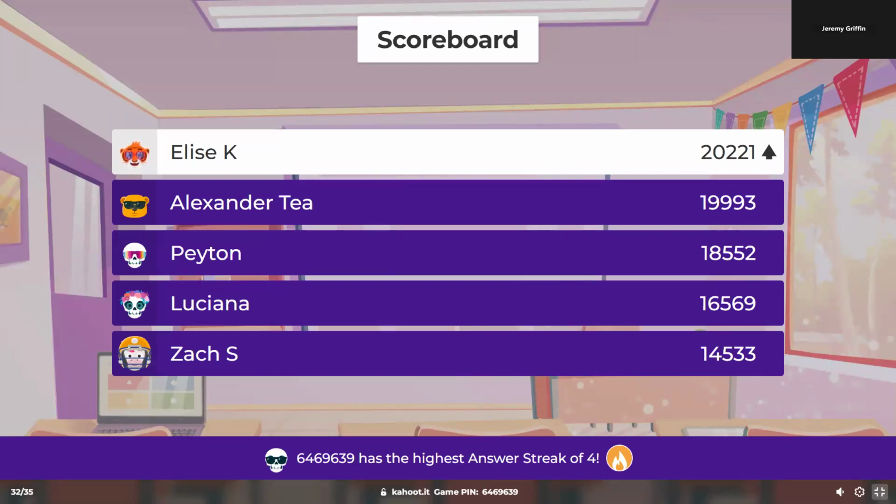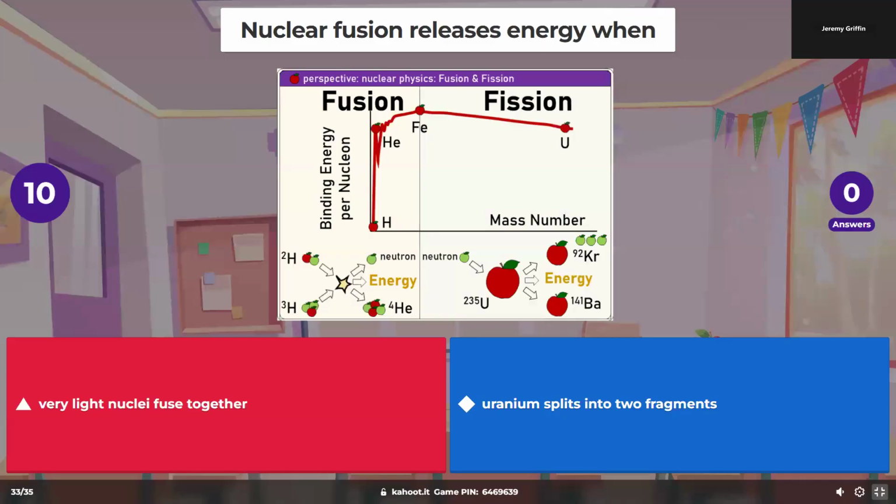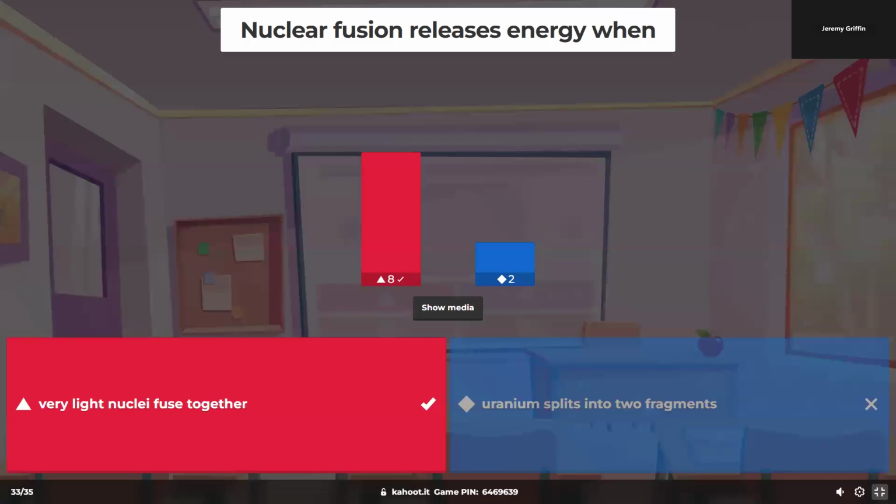Yeah, Zach, Luciana, Peyton, Alexander, Elise. Nuclear fusion releases energy when very light nuclei fuse together, typically hydrogen to make helium. And so people are working on trying to build a fusion power plant. We're not quite there yet.